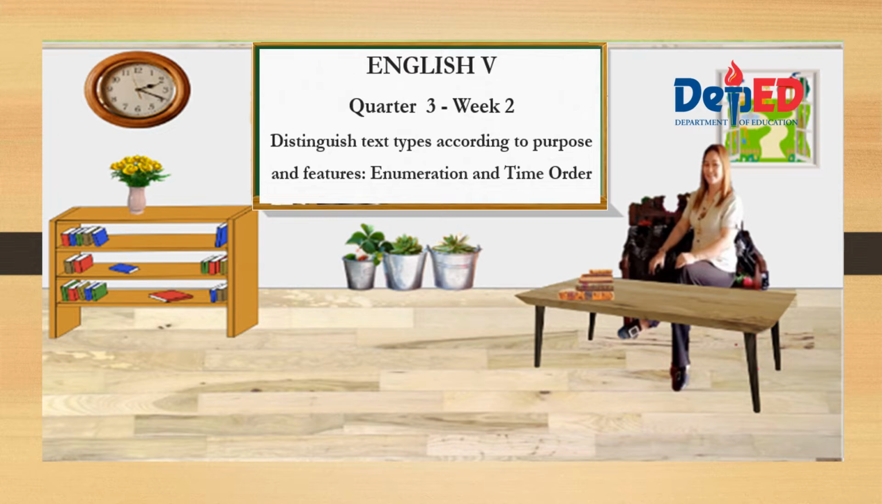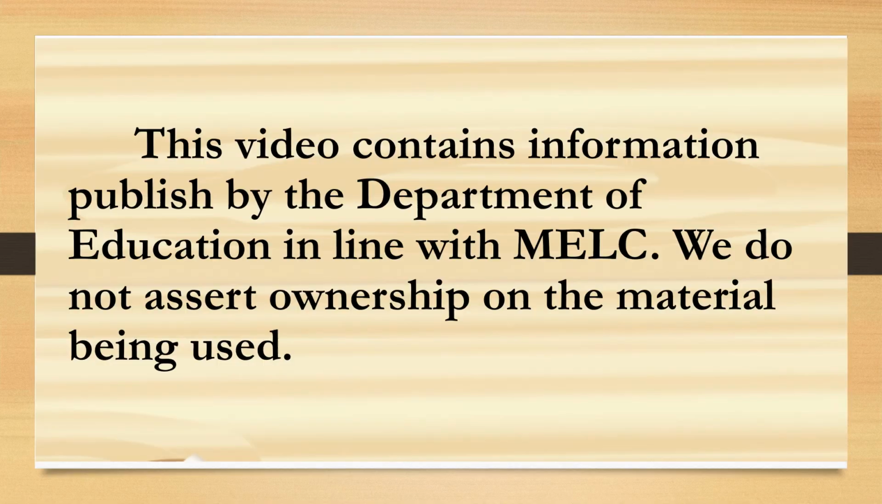Today, we are going to study about text types according to purpose and features, enumeration and time order, for Quarter 3, Week 2 in English 5. This video contains information published by the Department of Education in line with MELC. We do not assert ownership on the material being used.